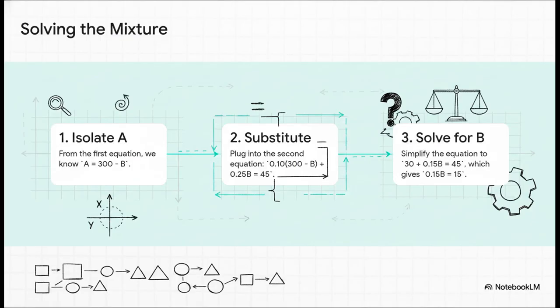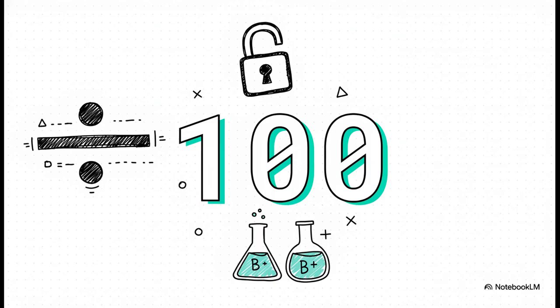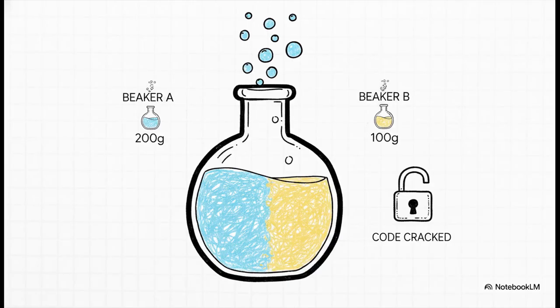So let's do it. We substitute 300 minus B in for A in that second equation. After we distribute the 0.10, we get 30 minus 0.10B plus 0.25B equals 45. Combining those B terms together, we find that 0.15B equals 15. And if you divide 15 by 0.15, you get our first secret unlocked. B has to be 100. So we need 100 grams of solution B. And if B is 100, and we know the total is 300, well, then A must be 200. The code is officially cracked. The answer to the original problem is 200 grams of the 10% solution and 100 grams of the 25% solution.